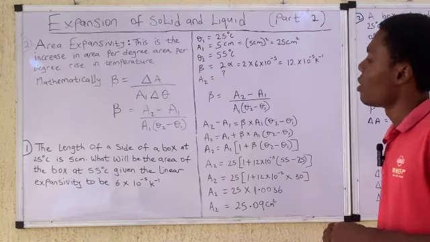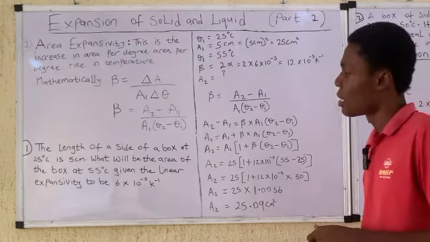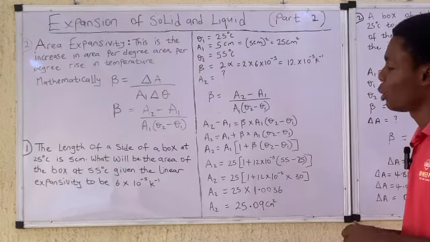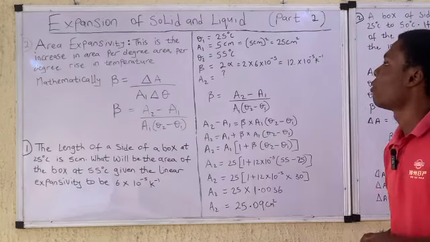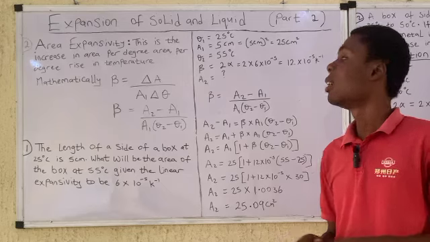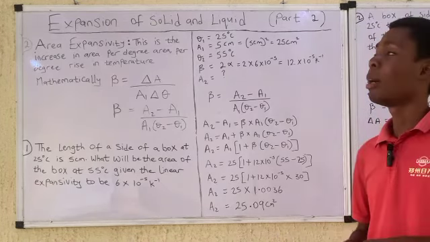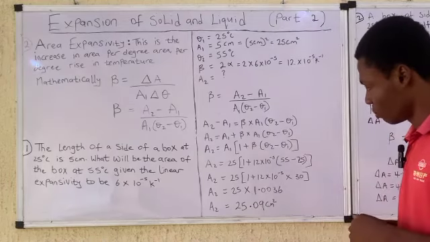Example 1. The length of a side of a box at 25 degrees Celsius is 5 centimeters. What would be the area of the box at 55 degrees Celsius, given the linear expansivity to be 6 times 10 raised to power minus 5? Now, like I said before in the previous video, anytime we want to calculate a question under expansivity, we bring out the parameters first. So from our question, what are our parameters?